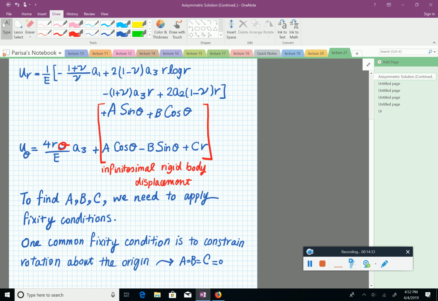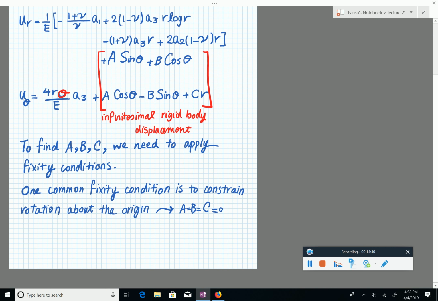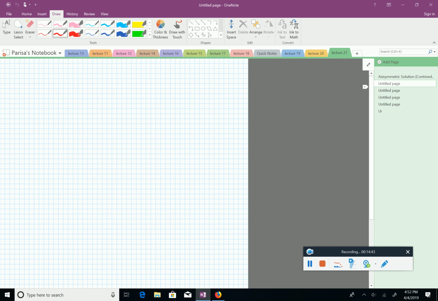Okay, so I talked to you about theta. So let's just jump into the example. That would be the fun part, to actually apply this to solve a problem. And here is the first example that we consider. It's a thick walled cylinder under uniform pressure.